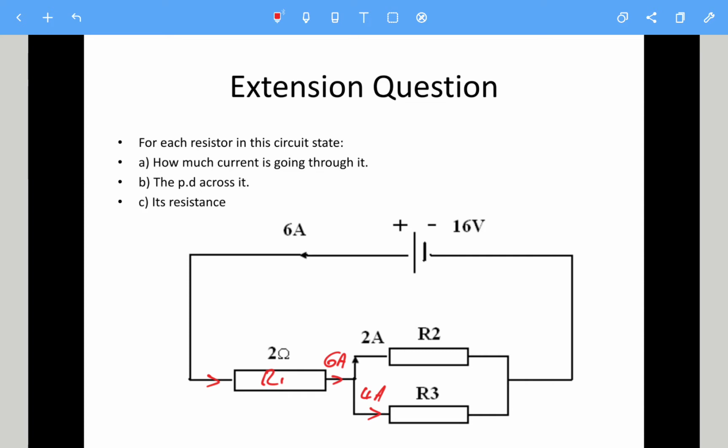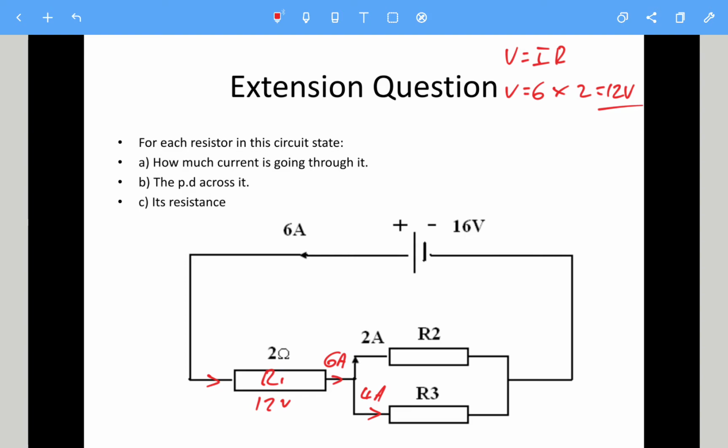Remember, PD is voltage, so we're going to use Ohm's law. For the first resistor R1, the voltage across it is the current going through it, multiplied by the resistance. So the voltage is the current, which is 6 amps, multiplied by the resistance value, 2 ohms. That gives us 12 volts. So we've finished this one: 12 volts, 6 amps, and a 2 ohm resistance.